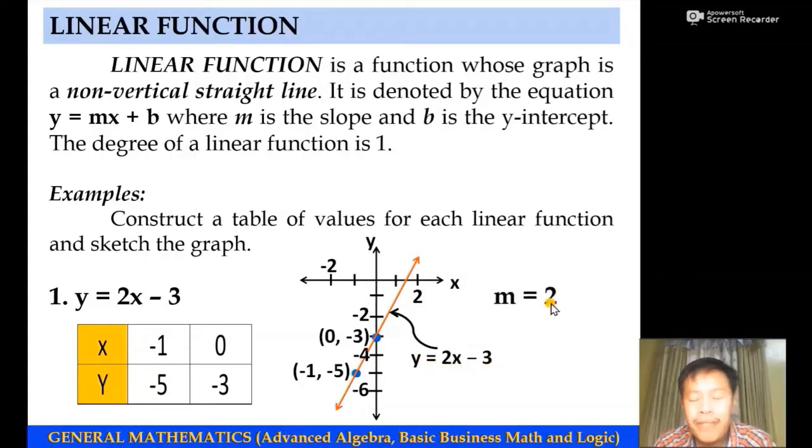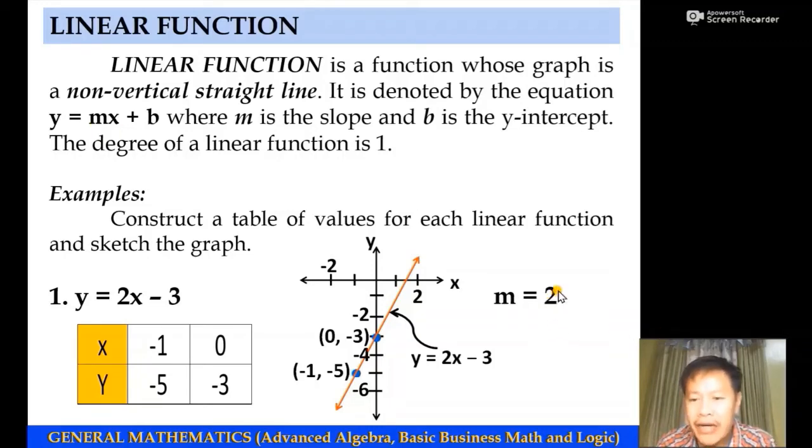When you say slope, it is a constant. When we say constant, no more variable. Slope is just the numerical coefficient of the term. Take note, there are two types of coefficient: the numerical coefficient and the literal coefficient. Literal coefficient is a variable. Numerical coefficient is a constant. When we say constant, it already has a fixed value.